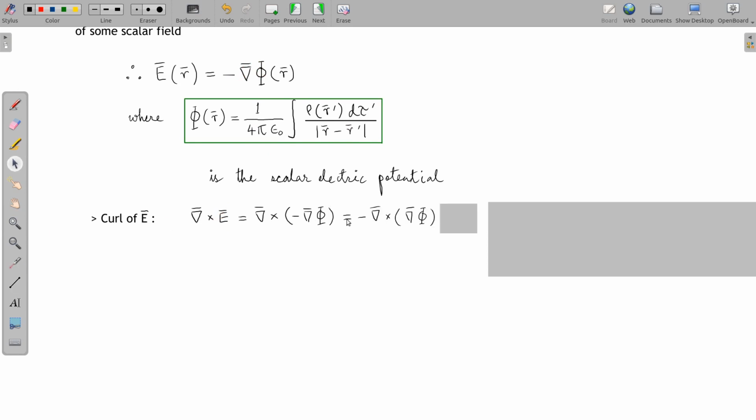And this one, of course, I take the minus sign outside. So we have minus curl of grad phi. Here it was curl of minus grad phi, so take the minus outside. So we have curl of minus curl of grad phi. And this is going to turn out to be 0.